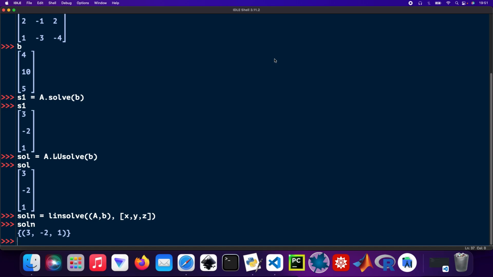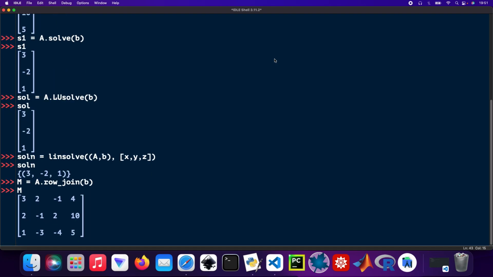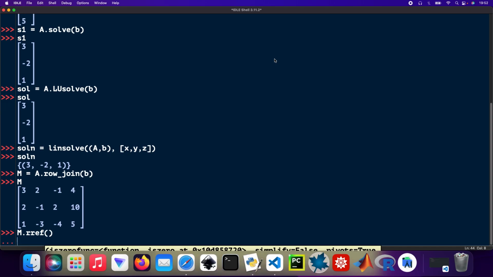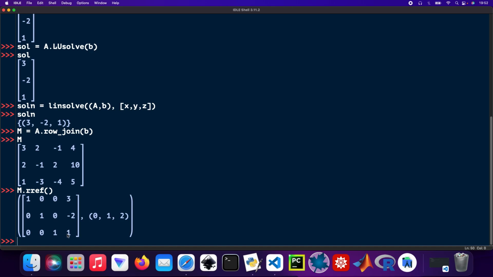Okay, cool. Then I can do row elementary operations as well. So I'll just call it M. M equals my matrix A dot row join B. So this is M. Then I'll do the row reduction. So M dot row reduced echelon form. Okay, so these are my solutions. So that's the identity matrix, and those are my solutions.